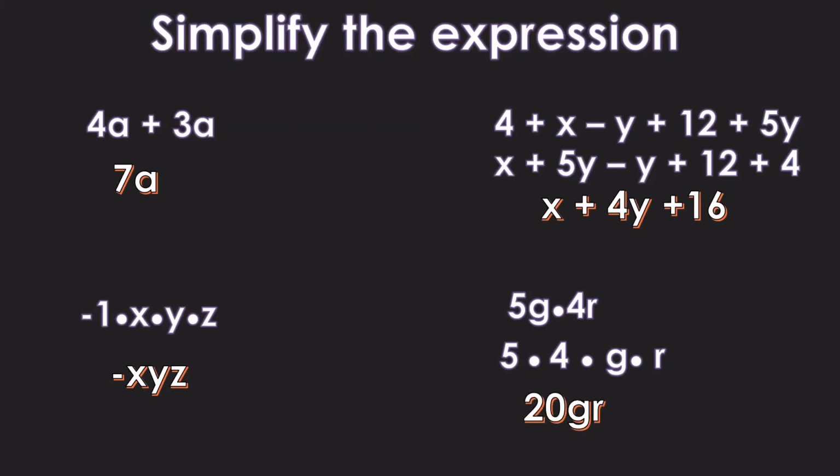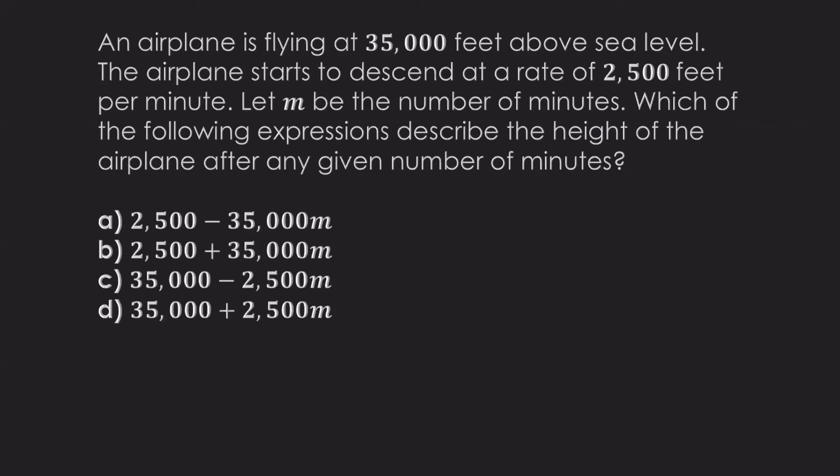Getting the hang of it? Okay, so let's look here. This is, again, just expressions. An airplane is flying at 35,000 feet above sea level. The airplane starts to descend at a rate of 2,500 feet per minute. M is the number of minutes. They've already done our let statement for us. Which of the following expressions describes the height of the airplane after any given number of minutes?